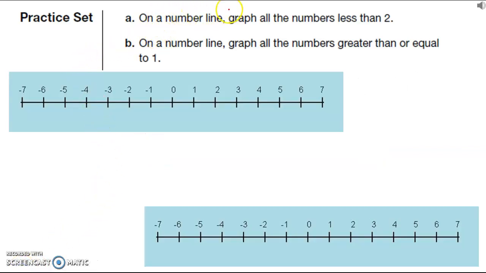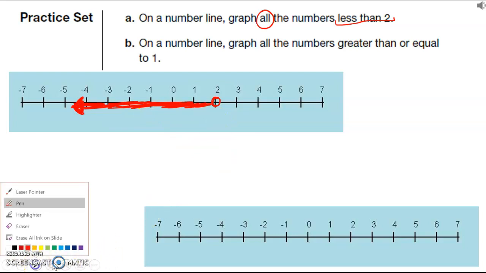So, on a number line, it says graph all the numbers less than 2. So here's 2. Since this doesn't include 2, I'm going to use an open dot. That means this doesn't include 2 and less than 2. 1 is less than 2, 3 is more than 2, so we're going to go this way. I'm going to attempt to highlight with pen. We're going to go this way, and we're going to put an arrow on the end. And that's going to be all the numbers less than 2.